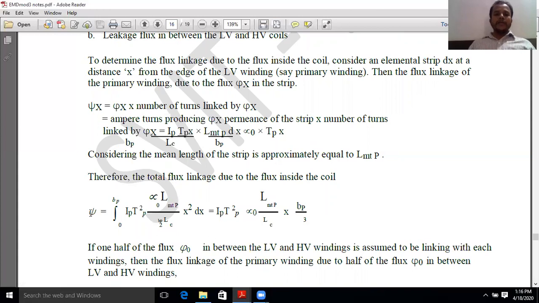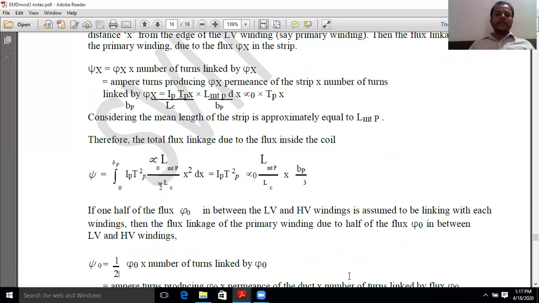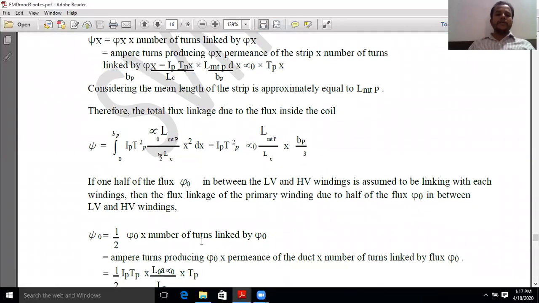So whatever the total flux linkage due to the flux inside the coil is psi. If one half of the flux psi naught in between the LV and HV winding is assumed to be linking with each winding, then the flux linkage of the primary winding due to half of the flux psi naught in between the LV and HV winding is given by half of psi naught into the number of turns linked by psi naught. Now ampere turns producing psi naught into permeance of the duct and the number of turns linked by flux psi naught.